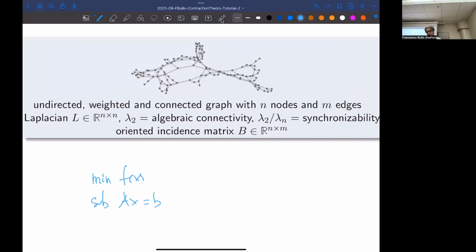Additionally, there's something one can define called the oriented incidence matrix B, which is a rectangular matrix with a number of rows equal to the number of nodes and a number of columns equal to the edges. And each row of B describes the various edges of the graph.